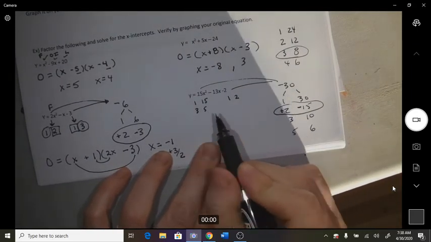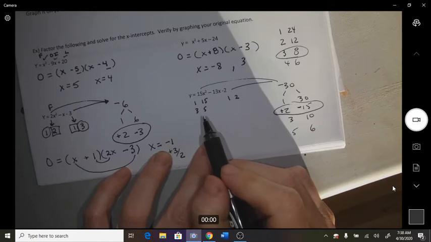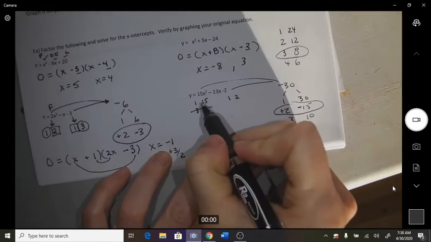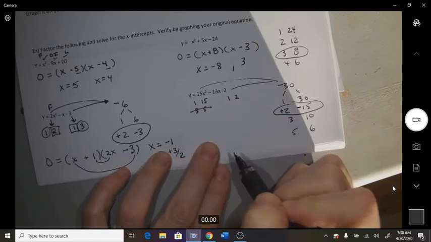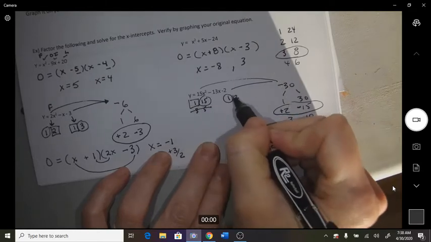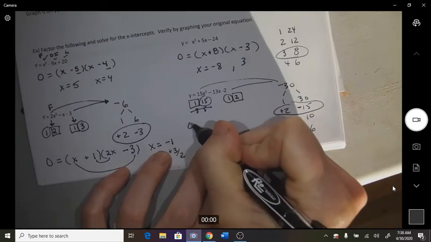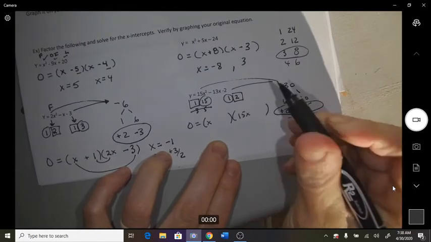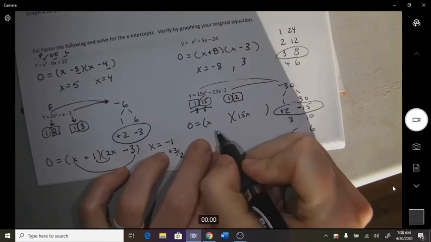So look for groupings that could get you a 15 and a 2. It looks like I'm not going to use this one. I'm going to use this with this. I see a 15 and a 2. So 0 equals (x)(15x), so there's my 15x squared.